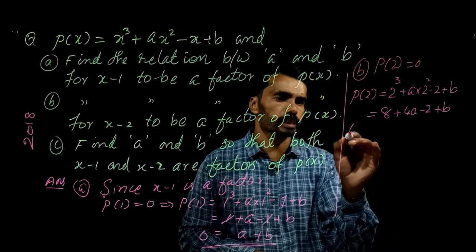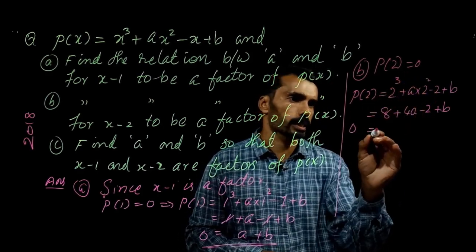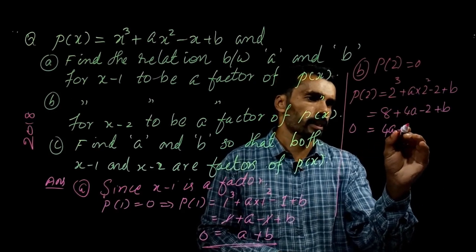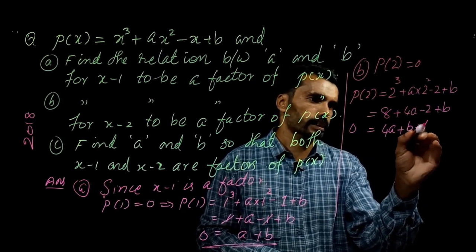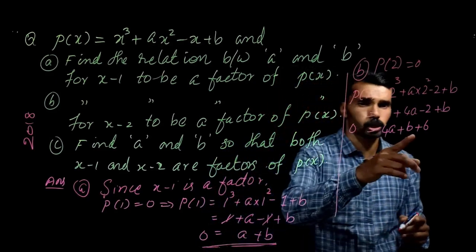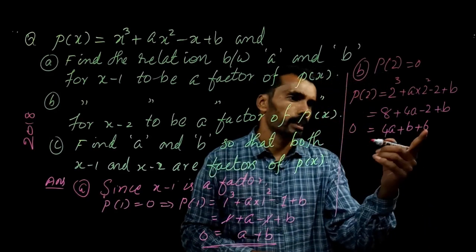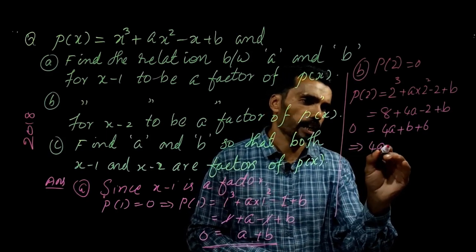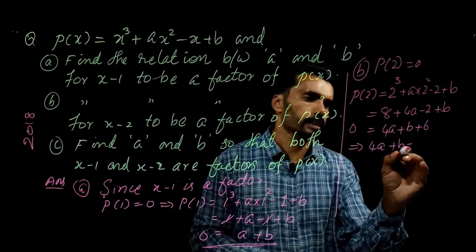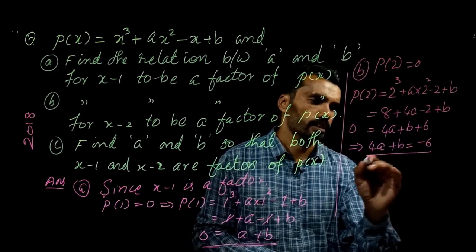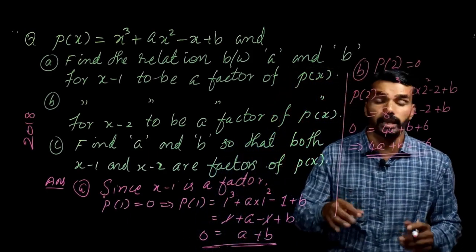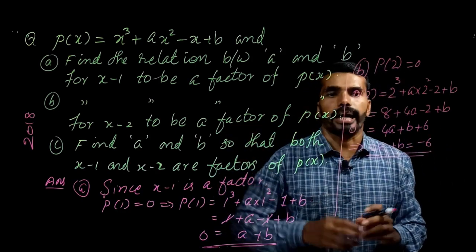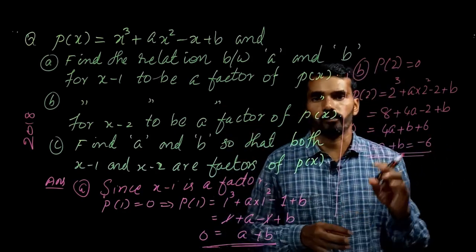Now P of 2 is equal to 0. So 0 is equal to 8 minus 2, 6. So 4a plus b plus 6 is equal to 0. That is, take this 6 to the left side. So this implies 4a plus b is equal to minus 6. This is the relation between a and b for x minus 2 to be a factor of P of x.